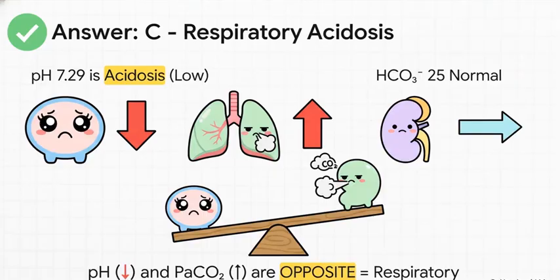Okay, did you get it? The correct answer is C, respiratory acidosis. Let's walk through why. First, look at the pH. 7.29, that's low, so we know we're in acidosis. Now, let's find our cause. The PaCO₂ is 55, which is high. That's acidic. The bicarb is 25, which is totally normal. So, the pH is low and the PaCO₂ is high. Are they moving in the same direction or opposite directions? Opposite, so respiratory, opposite. It fits perfectly.